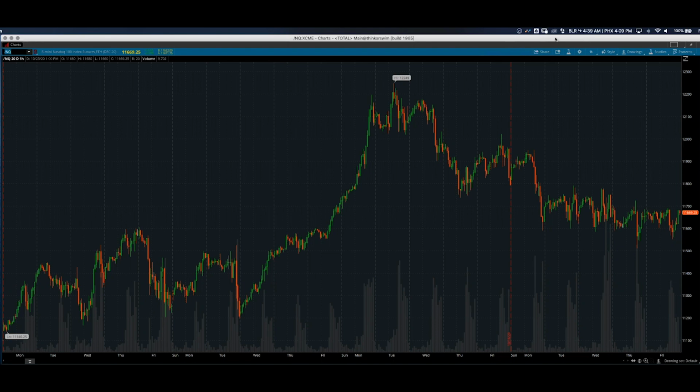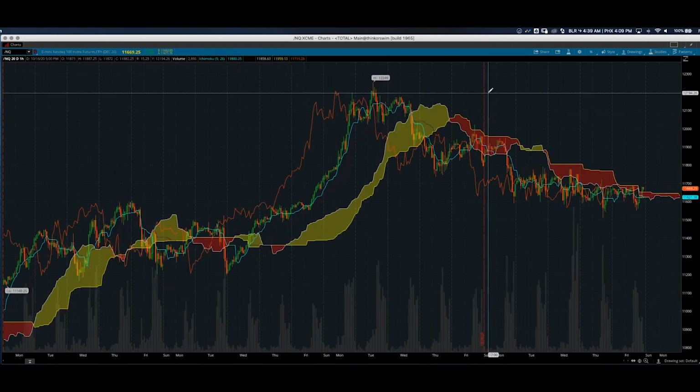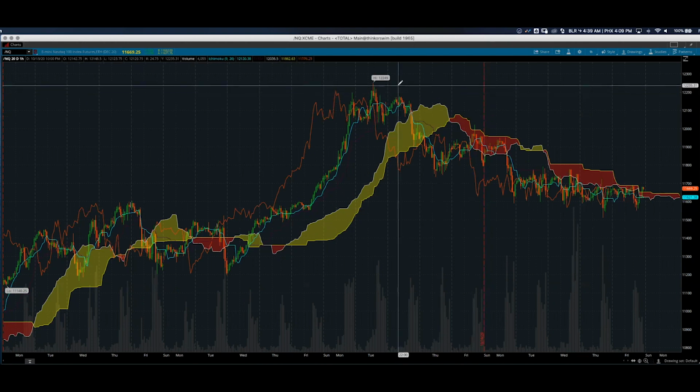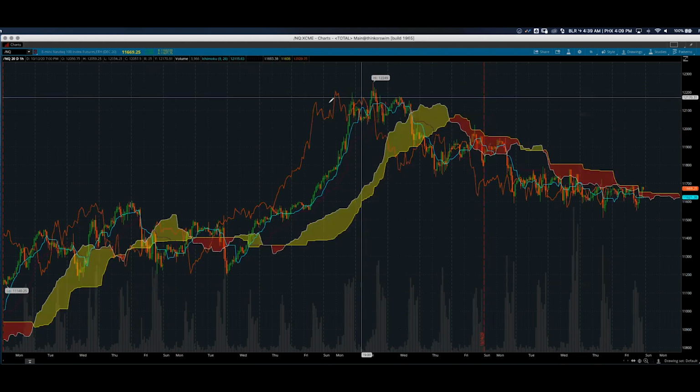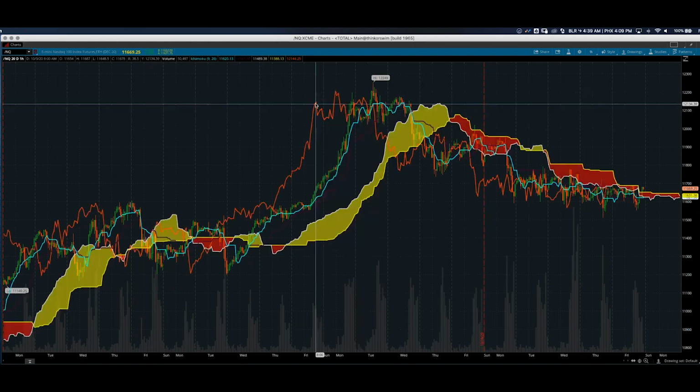Here I am in a chart, and in Thinkorswim, all you have to do is add a study. I'm going to go to all studies and look for Ichimoku in alphabetical order. It's just Ichimoku. And here we are, Ichimoku cloud. I'm going to change this a little bit because this red line here is a lagging line. I don't actually use it, so let me remove it.